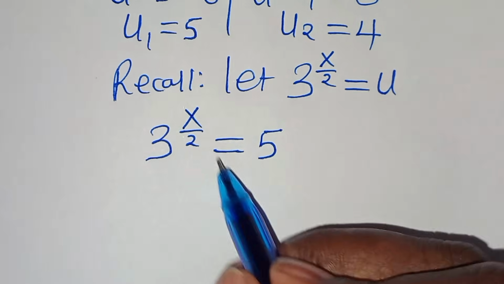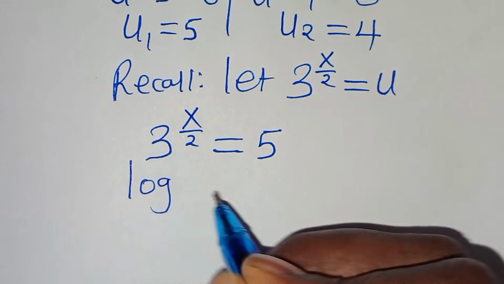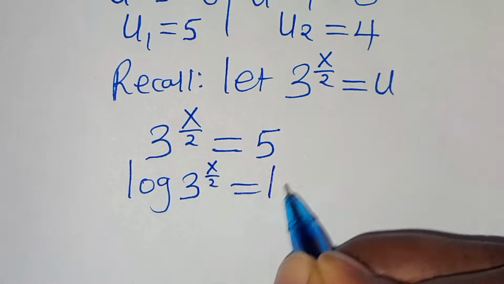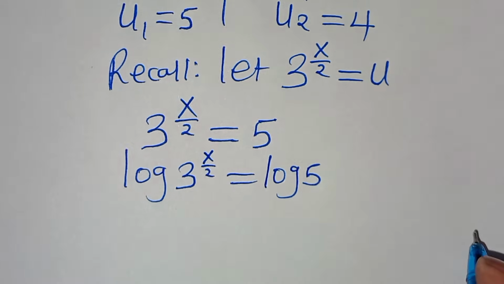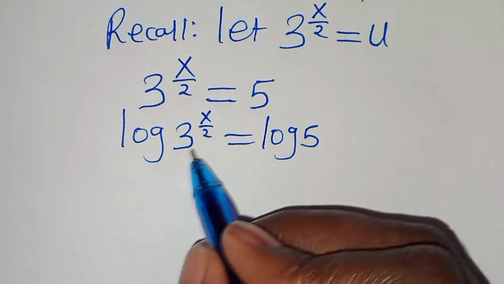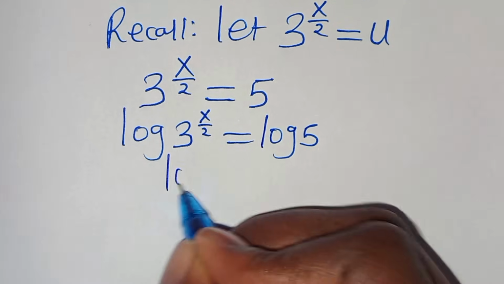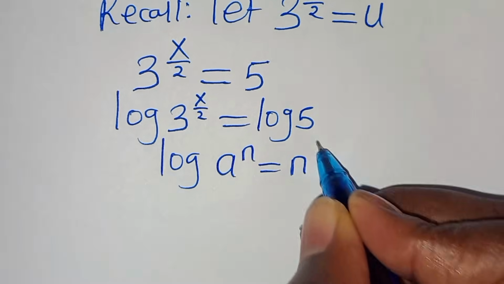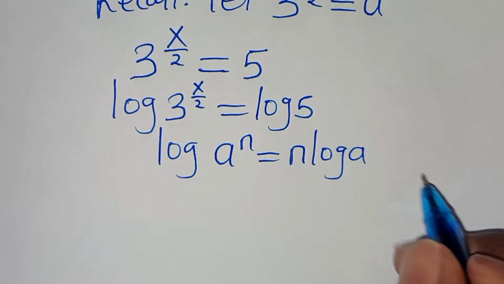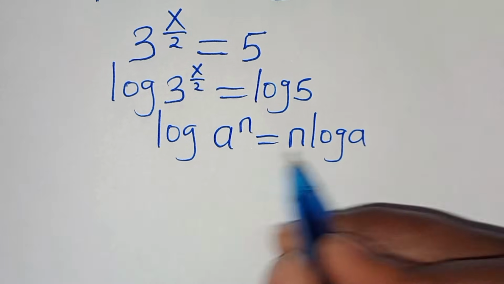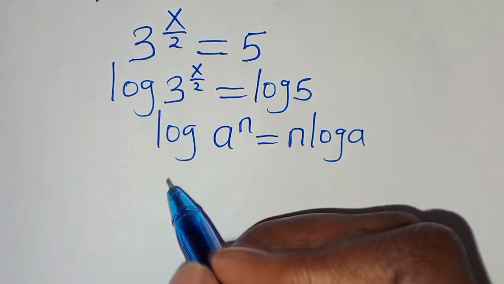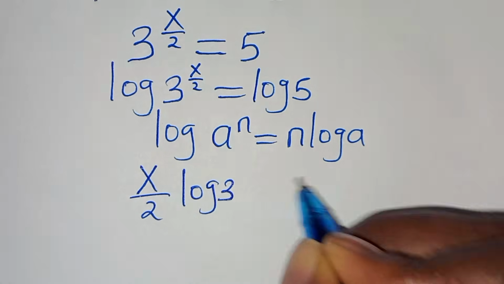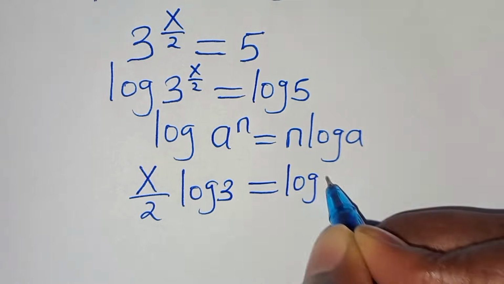To solve for x here, we introduce logarithm on both sides. We have log 3 to the power of x over 2 equal to log 5. Now, log 3 to the power of x over 2 is in the form of log a to the power of n, which we can express as n log a. Applying this power rule property of logarithm, log 3 to the power of x over 2 becomes x over 2 log 3. This is equal to log 5.